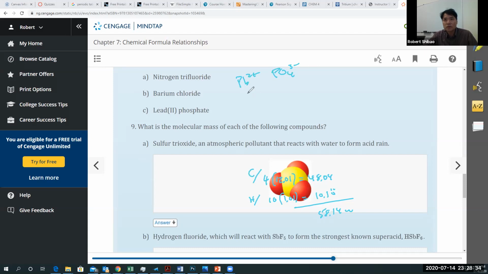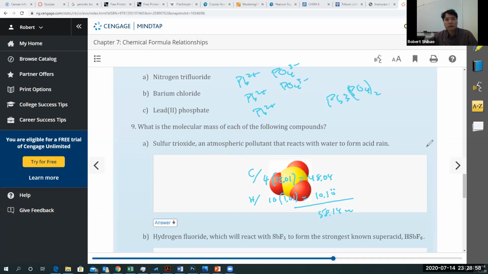We have too much negative charge, add another lead. Now we have too much positive charge, add another phosphate. Now we have too much negative charge, add another lead. And now it's balanced, 6 plus, 6 minus. So this is Pb3(PO4)2. 3 leads, 2 phosphorus, 8 oxygens. Add up those masses and we're done.